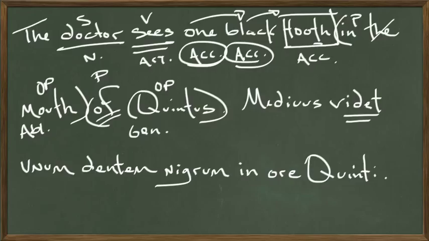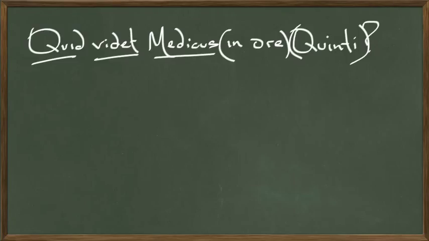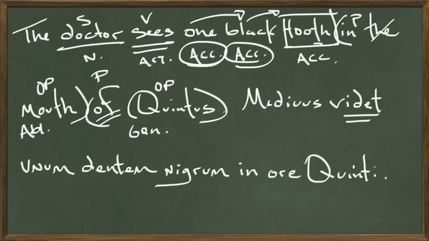So, the original question was, quid videt medicus in ore Quinti? What does the doctor see in the mouth of Quintus? And the answer is, medicus videt unum dentem nigrum in ore Quinti.